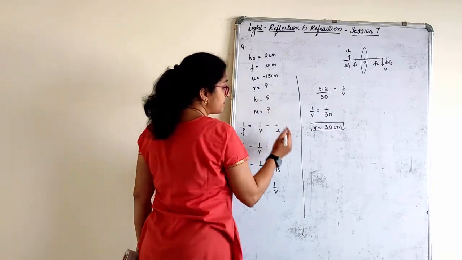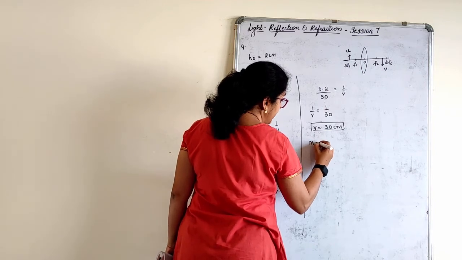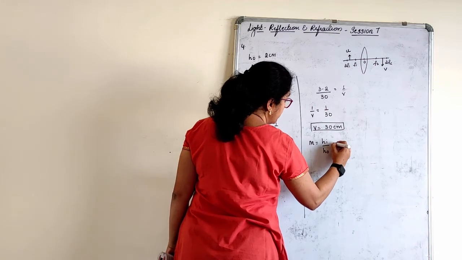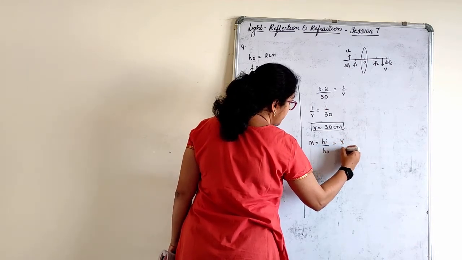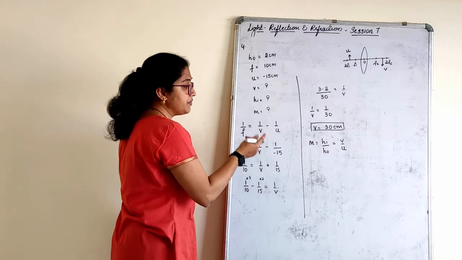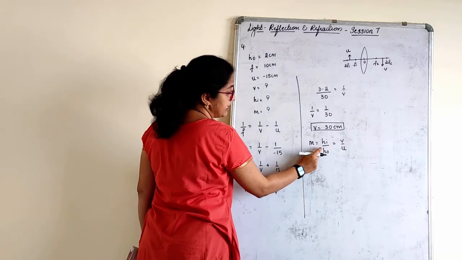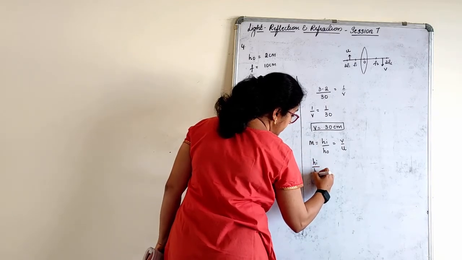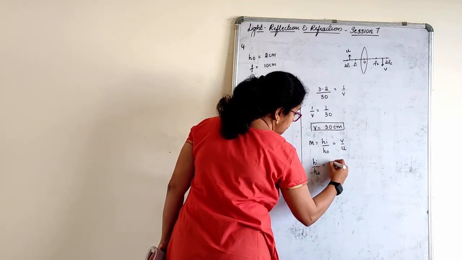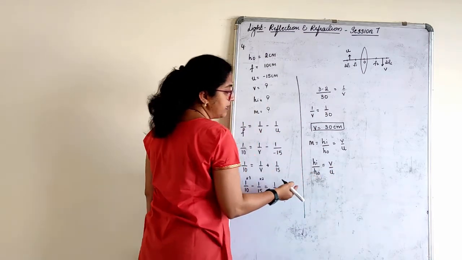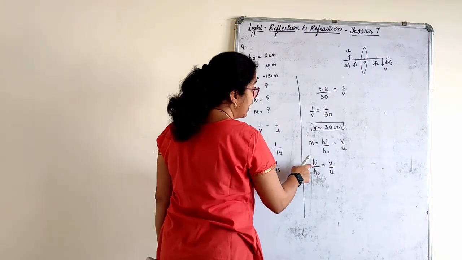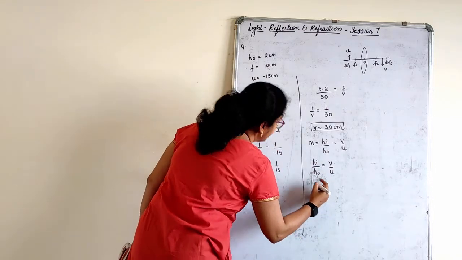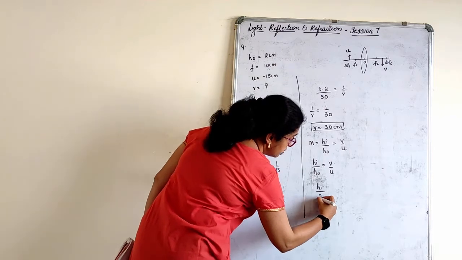Let's find the magnification part. Magnification is equal to height of the image divided by height of the object. That is equal to V by U. First you see what they have asked. First we want to find height of the image. So we'll use this way. Height of the image divided by height of the object is equal to V by U. First find, then you go for magnification. Height of the image is what we have to find. Height of the object is given as 2.